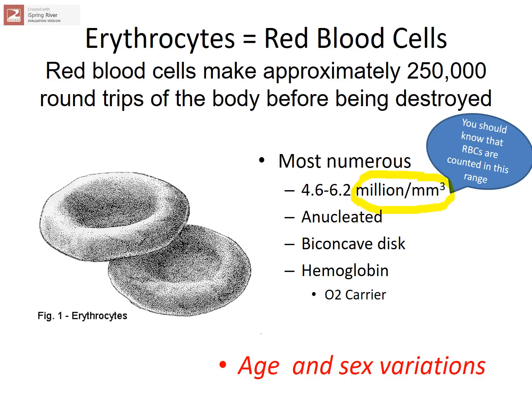Let's talk just a little bit about the erythrocytes. So erythrocyte is the scientific name for red blood cells. You might be interested in knowing that a single red blood cell travels about 250,000 times through the body before it's destroyed. The typical red cell lives for about 4 months.